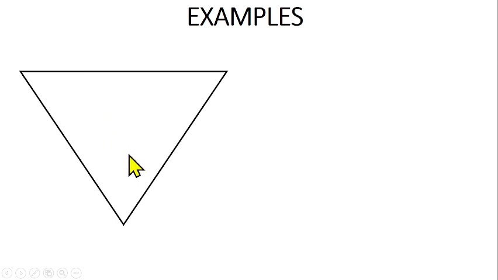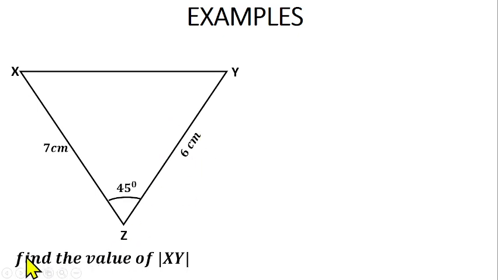So let's see some examples under cosine rule. We are given this triangle with angles x, y, and z. We are given this angle as 45 degrees. This side xz is given as 7 centimeters, and this side yz is given as 6 centimeters. You have to look for the value of side xy. The question is, which of the principles are we going to use? Am I going to apply sine rule to find this side, or am I going to use cosine rule? The answer is I'm going to use cosine rule.